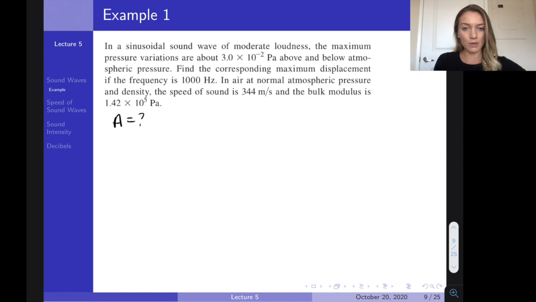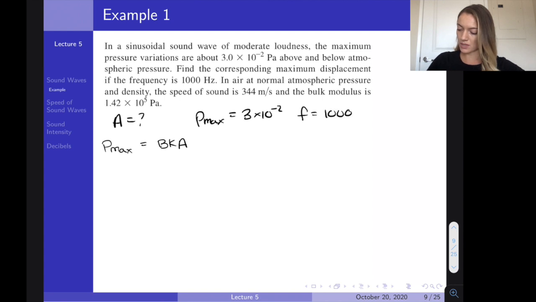Our maximum pressure and the maximum displacement were related through this formula: P max was equal to B K A. So we're given the maximum pressure, P max, the maximum pressure variation, which was 3 times 10 to the negative 2. And the frequency was 1,000, which we'll rewrite as 10 to the 3 hertz. And we know the speed of sound. Okay, so we want to find A here. The first thing we're going to have to do is find K, right? Because if we want to solve for A, we obviously need to find K first.